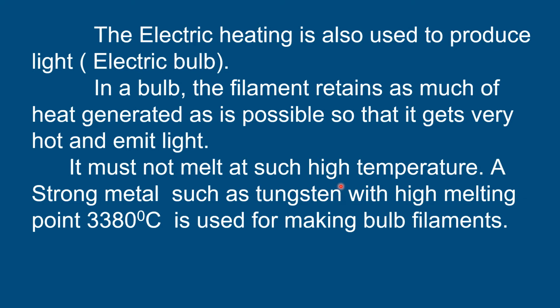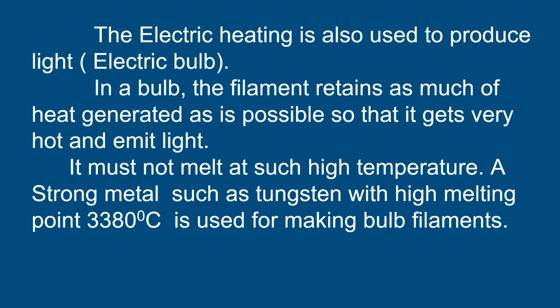A strong metal such as tungsten with high melting point 3380 degrees centigrade is used for making bulb filament. Since this filament should have a high melting point, a strong metal such as tungsten is chosen for making these filaments. It has the melting point 3380 degrees centigrade. Due to its high melting point, it can be heated up to a high temperature and can emit light.